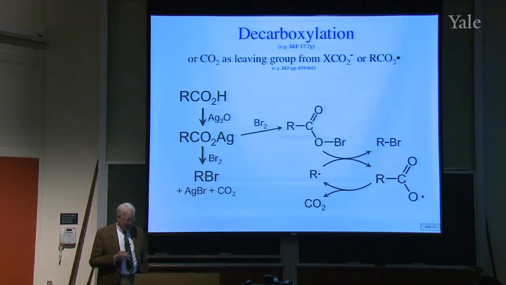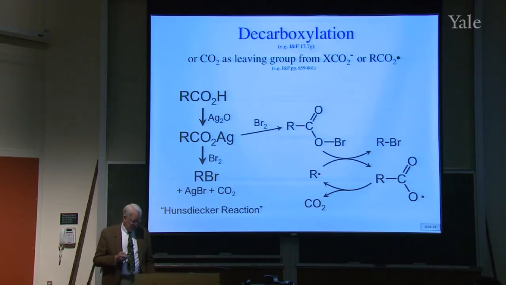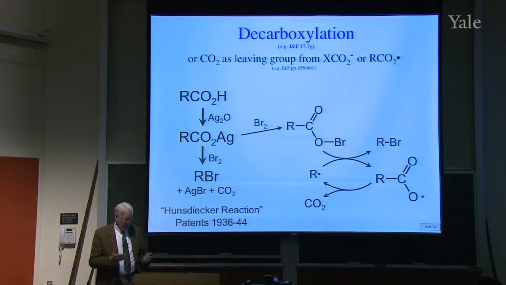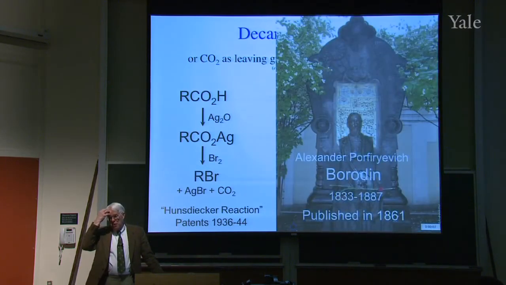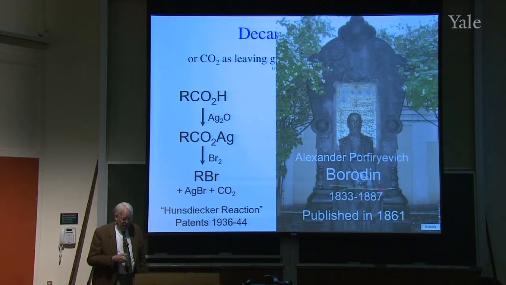Now this reaction to convert an acid to an alkyl bromide is called the Hunsdiecker reaction for a sort of curious reason, it seems to me. Between 1936 and 1944, the Hunsdieckers, husband and wife, published, I think, something like 6 patents for doing this and 1 paper in the open literature, right? But in fact, the same reaction had been done in 1861 and published in a leading German journal, Annalen, by Alexander Porfiryevich Borodin, who was obviously much earlier than the Hunsdieckers.